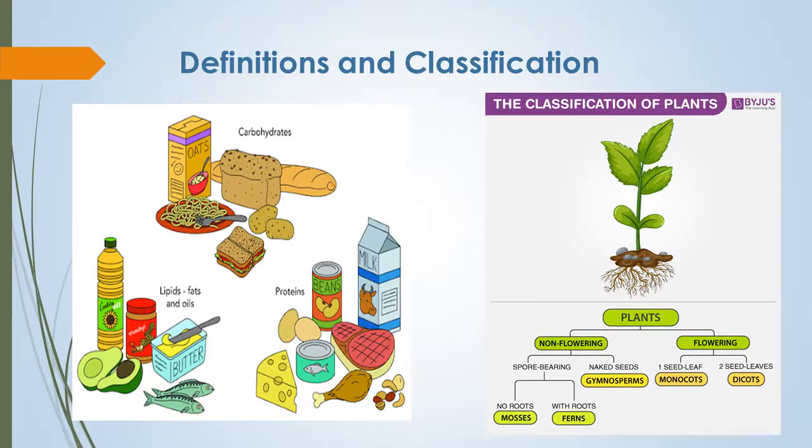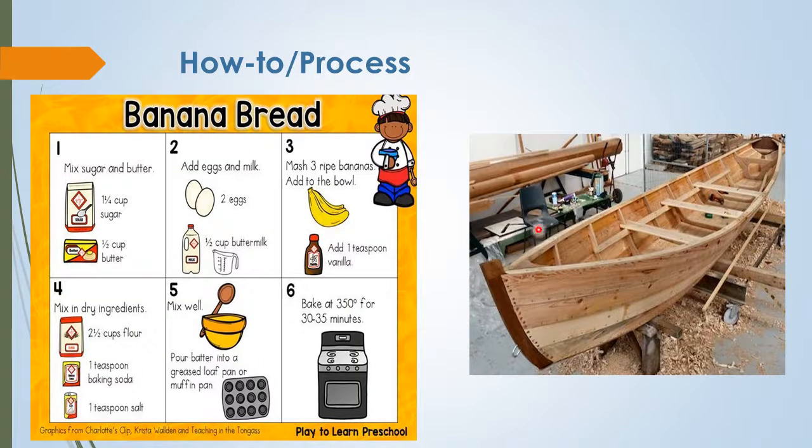Definitions and classifications. Also, this is a type of expository writing. We can talk about the classification of food, like carbohydrates, proteins, and fats. And also we can talk about the classification of plants. We can say that some plants are non-flowering, but the others are flowering. The last type of expository writing is how-to or process. So this is a recipe about how to make banana bread. We have the steps on how to make banana bread. And in the other picture, we have the process of building a boat.